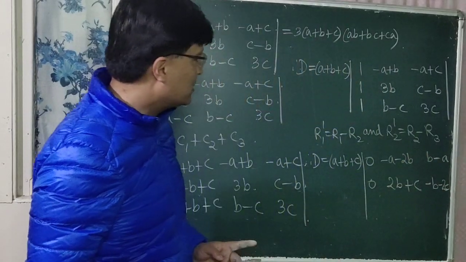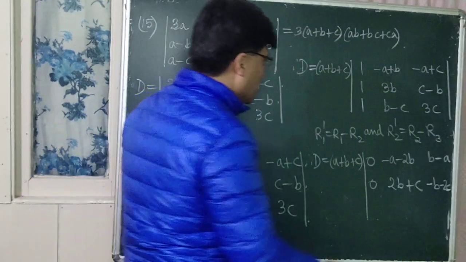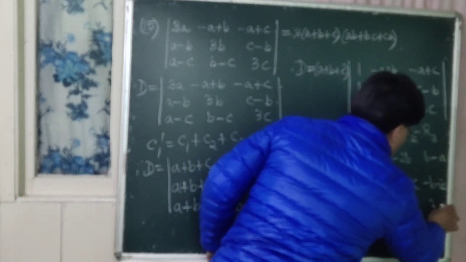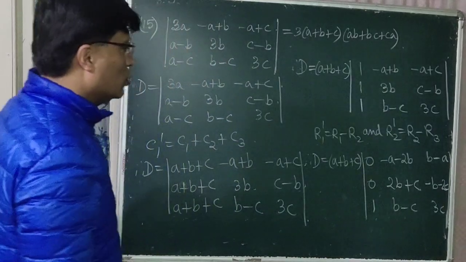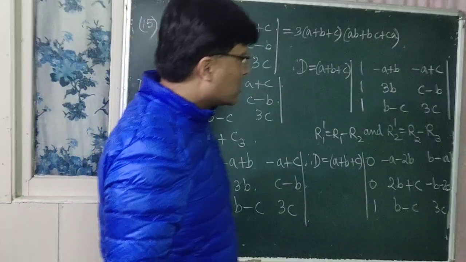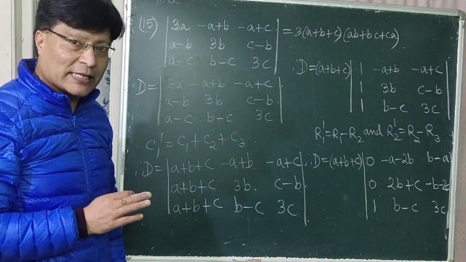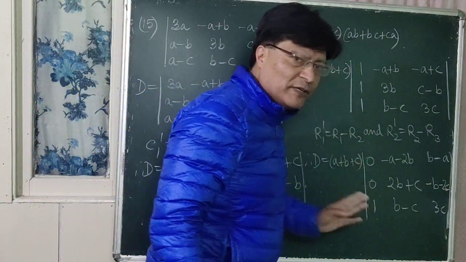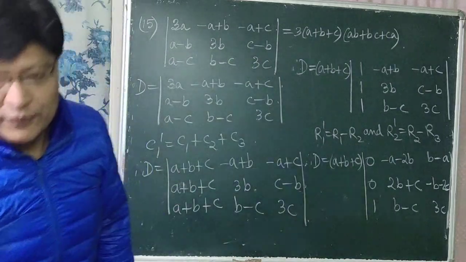And the third row remains the same: 1, B minus C, 3C. Then the determinant sign is closed. Right? So now can you expand this determinant? Yes, we can expand this determinant because there are 2 zeros in the first column. So you can expand it with respect to the first column, right?